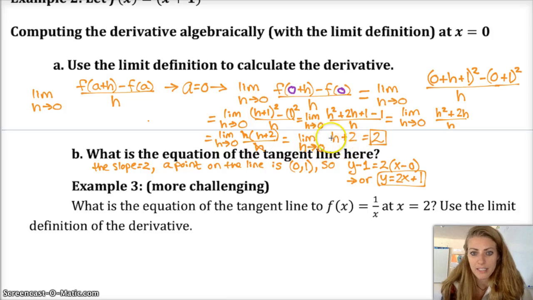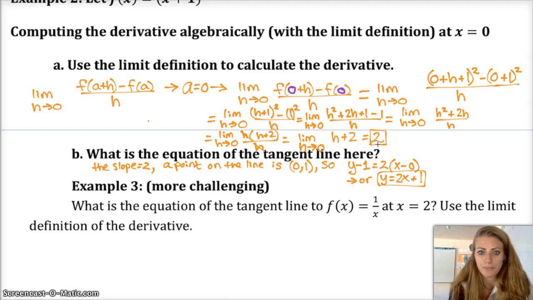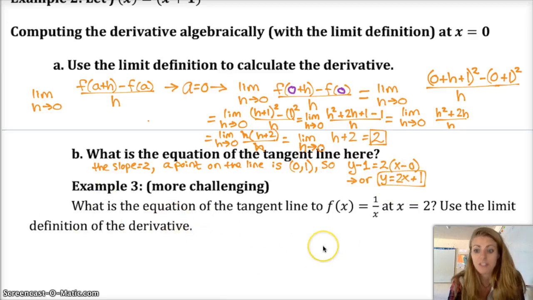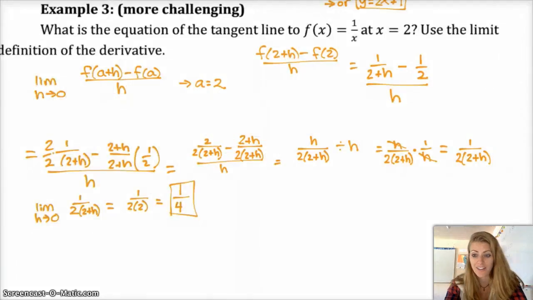Remember, you can just plug in 0 at that point because you're not dividing by 0 anymore, and you get the limit equals 2. So the derivative at x equals 0 of x plus 1 squared is 2. The equation of the tangent line, we know it goes through the point (0, 1), so your line is y equals 2x plus 1. Number 3 is significantly more challenging. If you're up for it, try it. And here's the answer if you wanted to take a look at it.